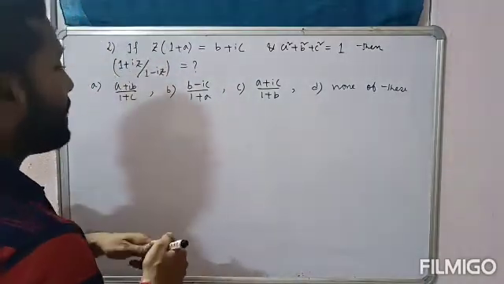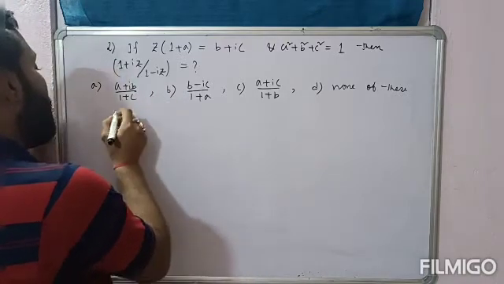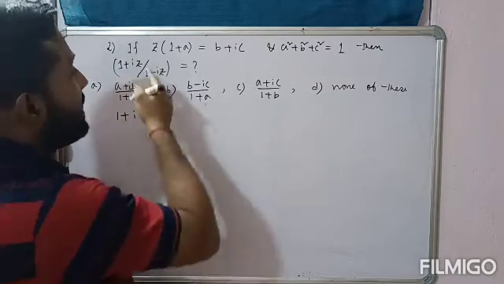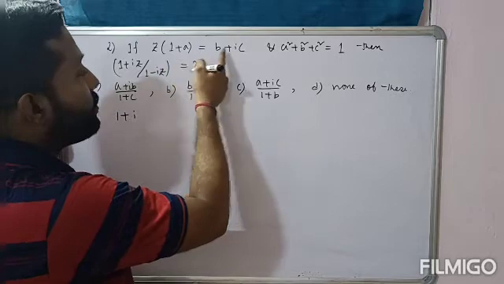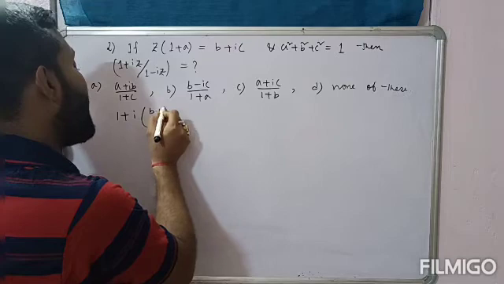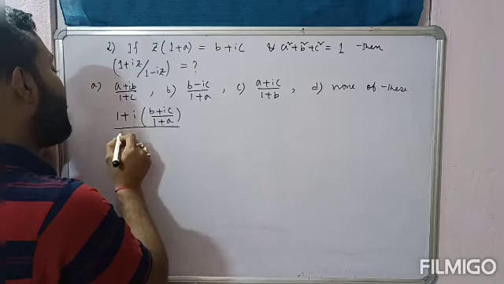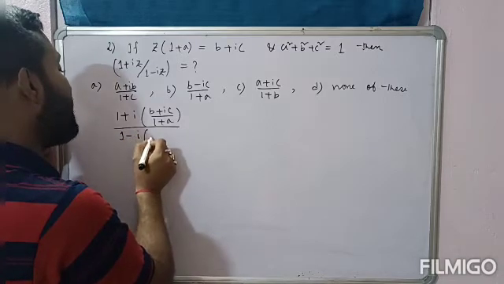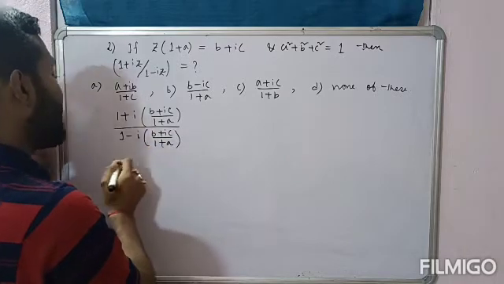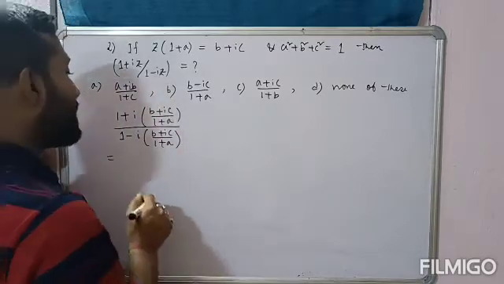Since you have to find the value of this expression, we can start directly from here. 1 plus i into z, what will be the value of z here? Since z into 1 plus a equals b plus ic, therefore z is b plus ic divided by 1 plus a. Divided by 1 minus iz, so 1 minus i into b plus ic divided by 1 plus a. So this is equal to, then what will you write? Normal LCM, then simplify, that's it.